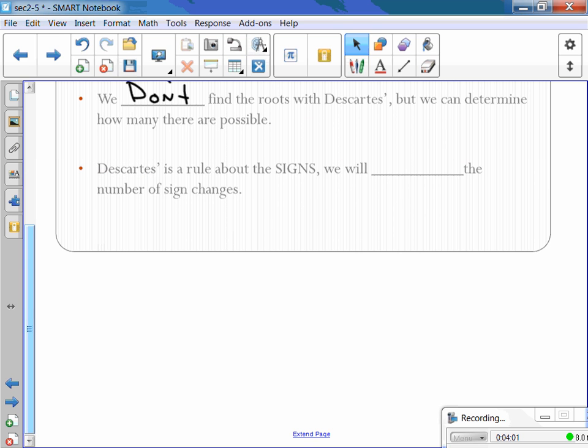And the whole thing behind Descartes' rule of signs is all we're doing is counting up the number of sign changes. That's all there is to it, folks. From this, just counting up going from positive to negative, negative to positive, that's 2. That helps us determine, hey, there's 2 real zeros, 2 positive, 2 negative.